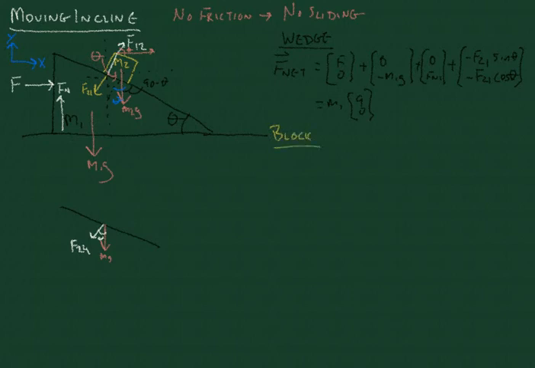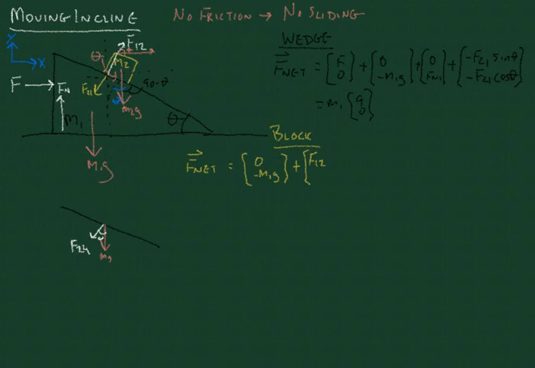and for the block we see that F net is going to be equal to 0 in the x direction and minus m1g in the y direction, and then the only other force on it is this normal force, so F12 in the x direction now. So we have F12 and the x component. I did this angle wrong.